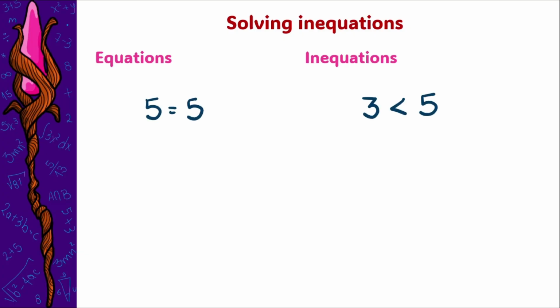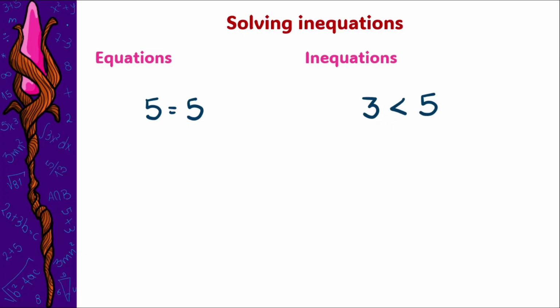So for example, we have 5 equals 5 as an equation, with an equals in the middle, and an inequation would be, for example, with the sign less than. So this one says 3 is less than 5. They are both true statements. 5 is actually equal to 5 and 3 is smaller than 5.